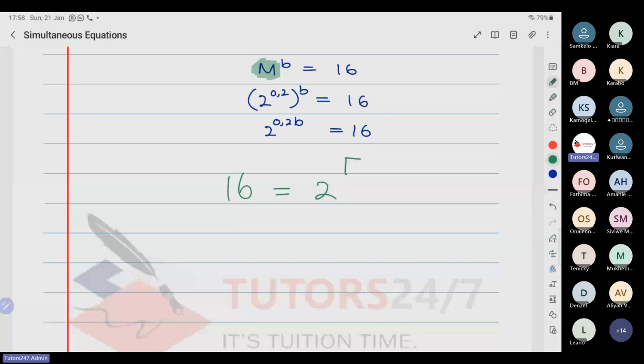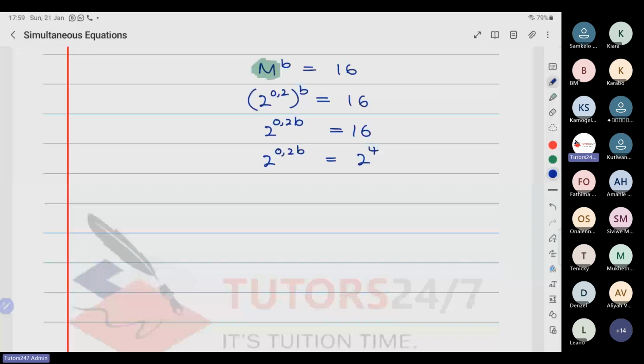And we know that 16 is, I think, 2 to the power 4. Let me double check. Yeah, 16 is 2 to the power 4. So we are now going to turn that 16 into 2 to the power 4. So we have 2 to the power 0.2b is equal to 2 to the power 4. From here, because the bases are the same, we drop them, and we have 0.2b is equal to 4.